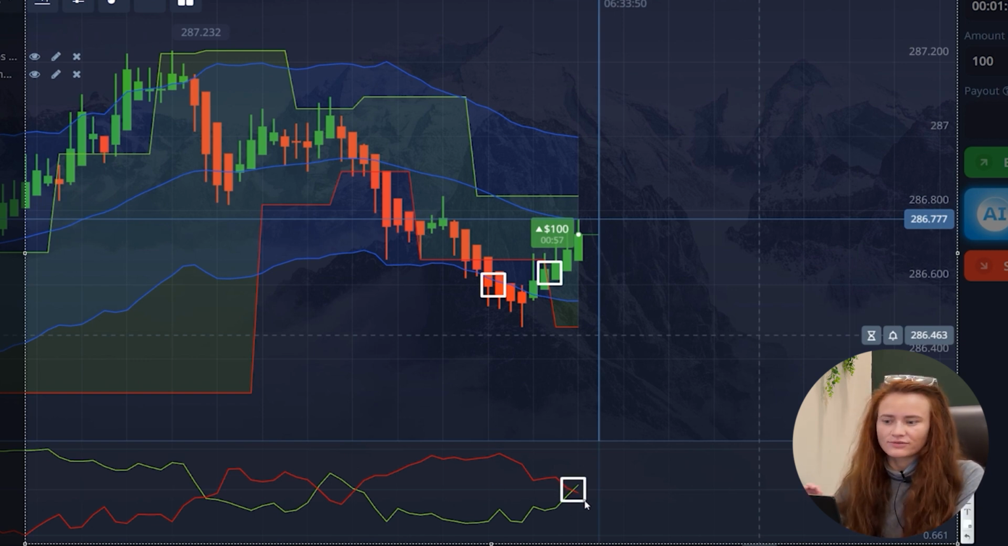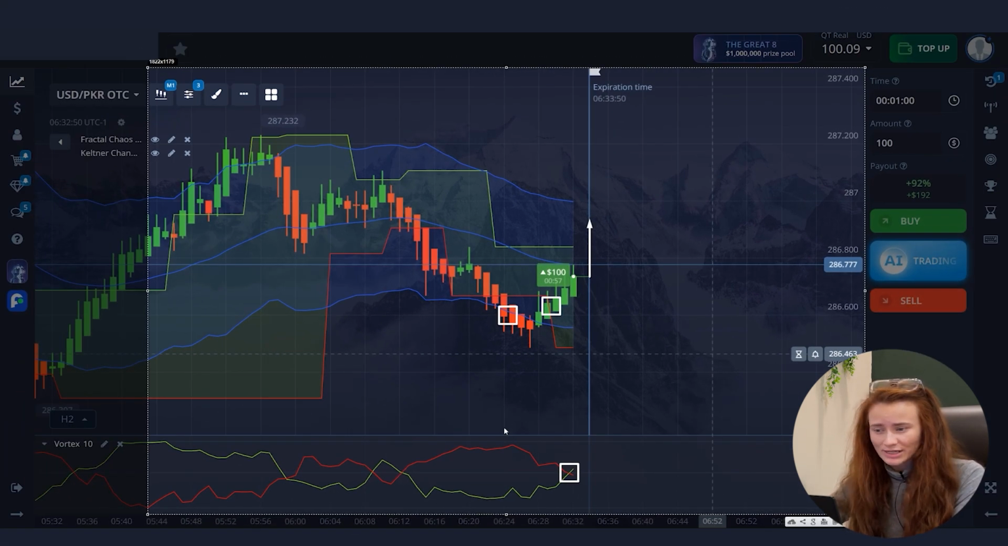And of course, the vortex indicator. It confirms that the price will increase because the indicator lines have crossed each other, and this is a signal of a change in trend. Now it has become ascending. As you see, the strategy is quite simple. You need just a little practice with it and you will quickly find such situations.